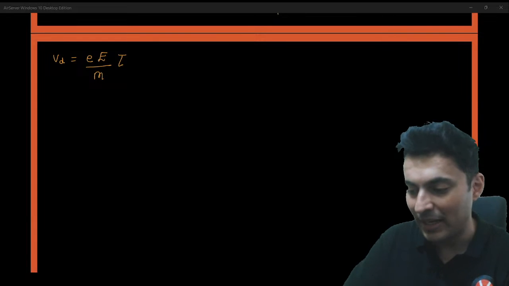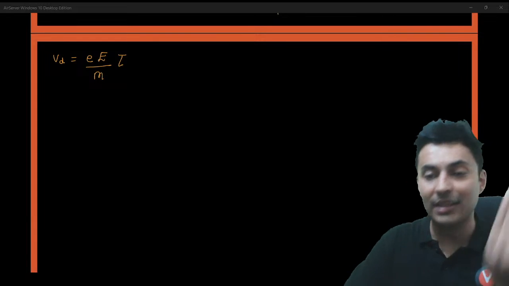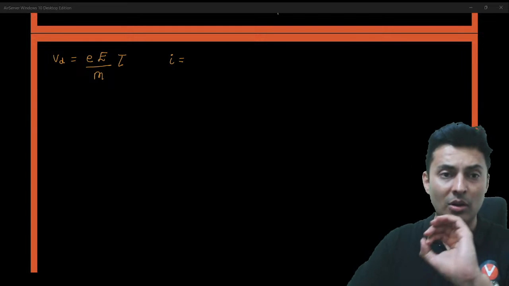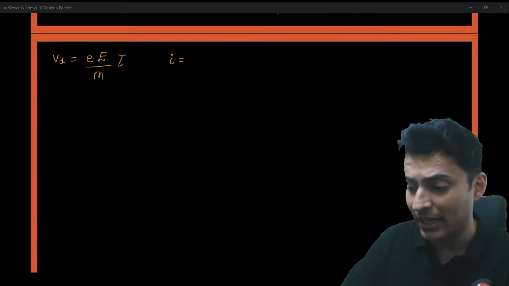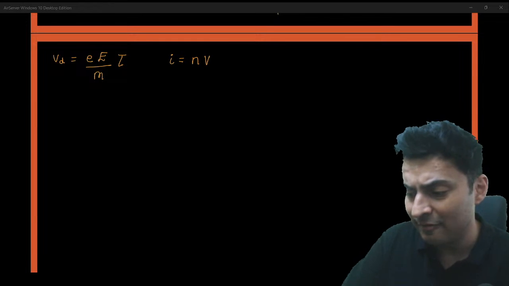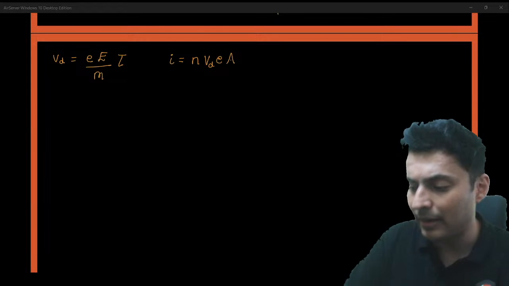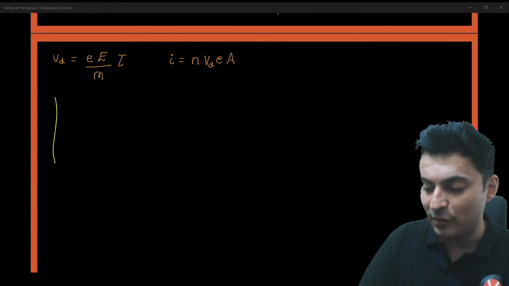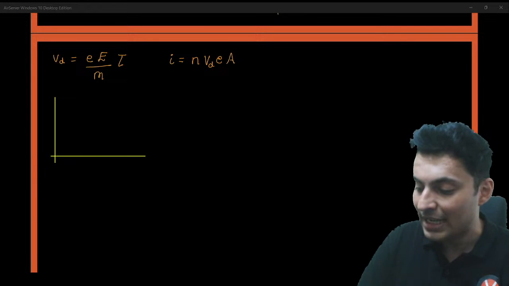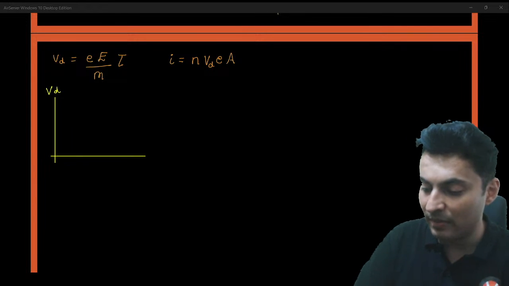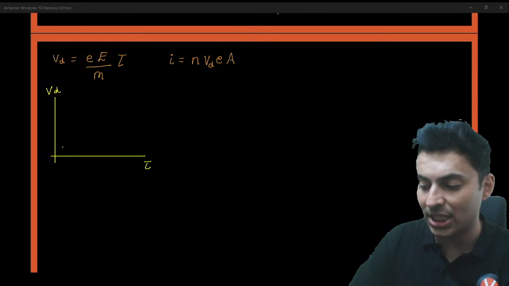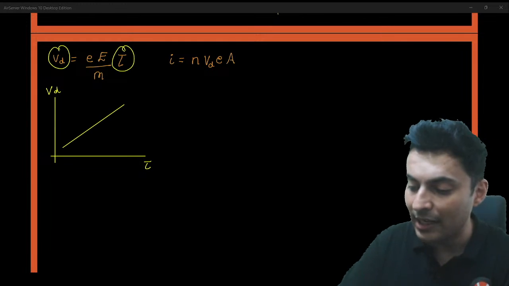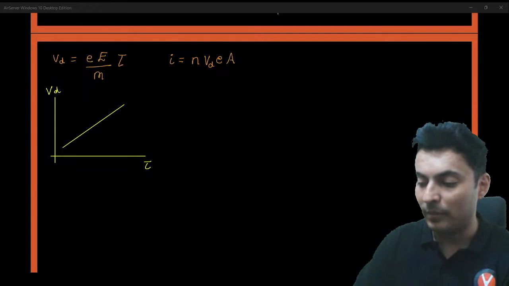Or sometimes you might be given drift speed in terms of other quantities like current, and the relation of drift speed with respect to current goes like this: current is n vd eA. So if the graph is asked for drift speed's variation with respect to relaxation time, it will be a straight line, because you can see a direct linear relationship, tau is on the top.